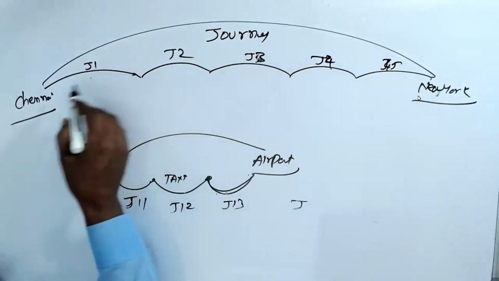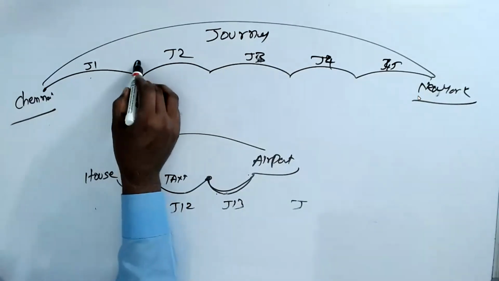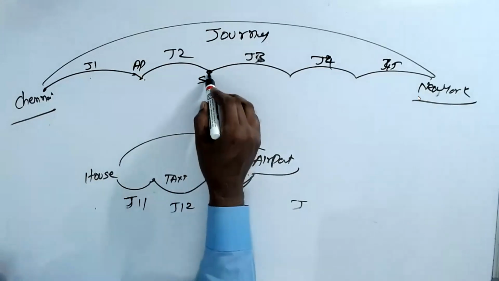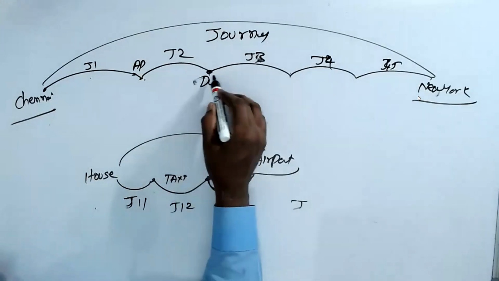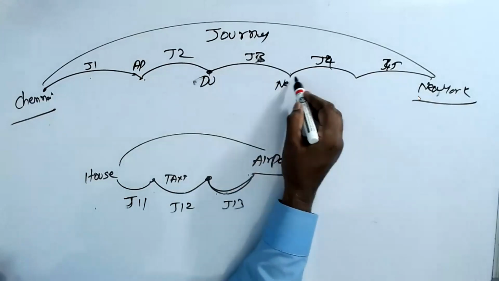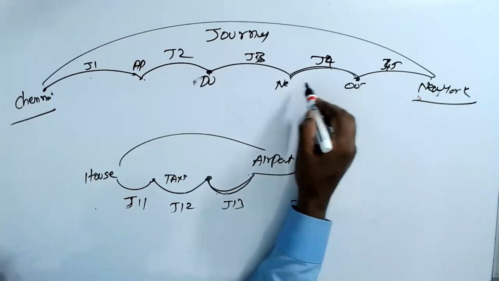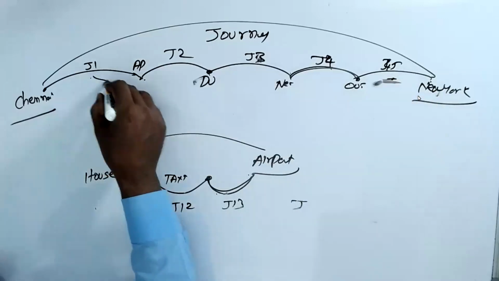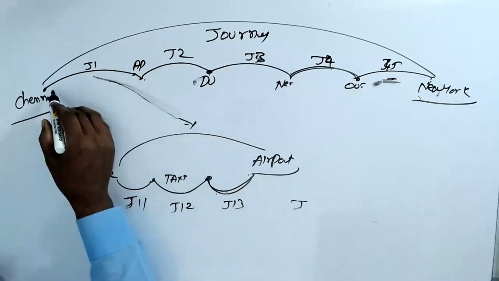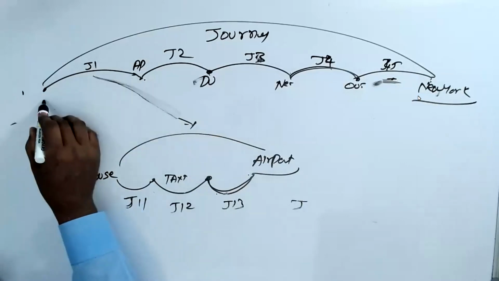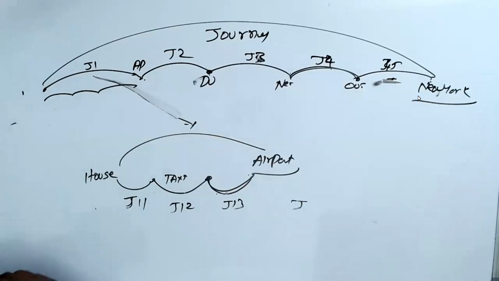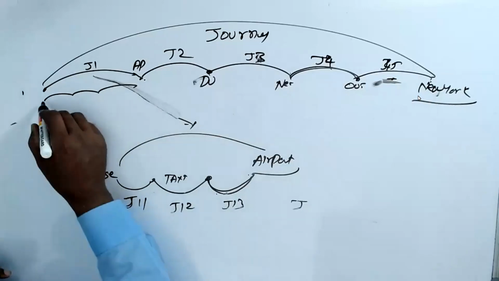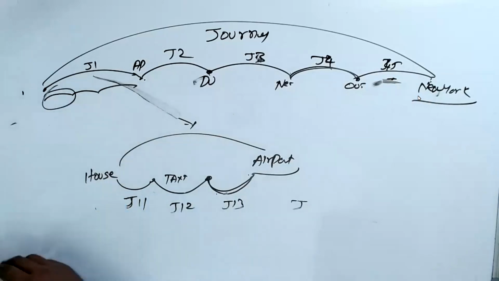This one is from house to airport. From airport to Singapore. Singapore to, sorry, Dubai. Dubai to New York. New York to outside the airport. Then you take another taxi, go there. Now, if you take J1, that itself has 1, 2, 3. So your journey you cannot define. So many small journeys together is once again a journey.